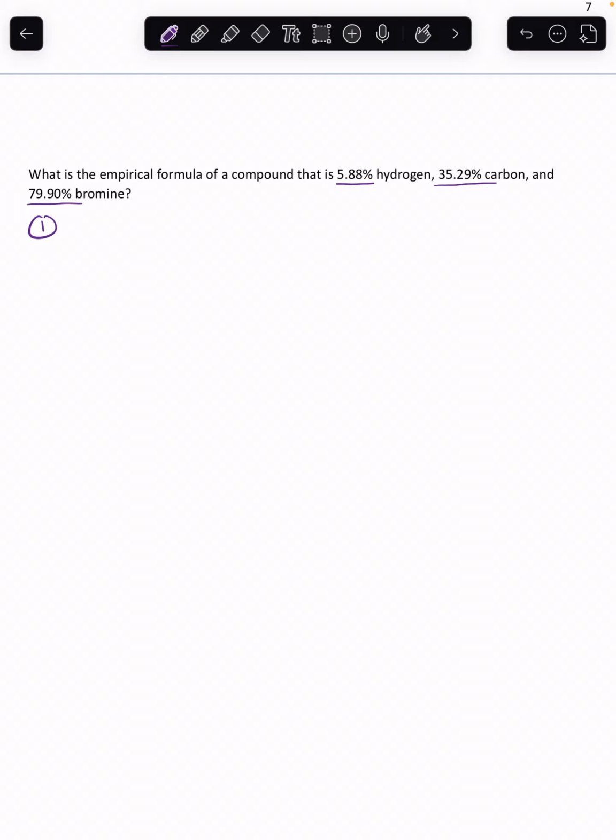So my first step is I'm going to convert percent into grams. And if you remember, in class last Friday, I did tell you that all you had to do was turn those percentages into grams. That's it. Literally just take the percent sign away, slap a G on there for grams. So hydrogen has 5.88 grams, because we're assuming 100 grams in a sample. Carbon has 35.29 grams. And then bromine, we got 79.9 grams. Awesome. So I got all of those.